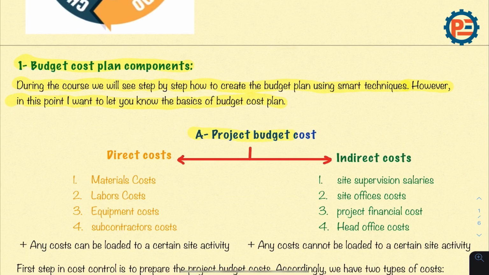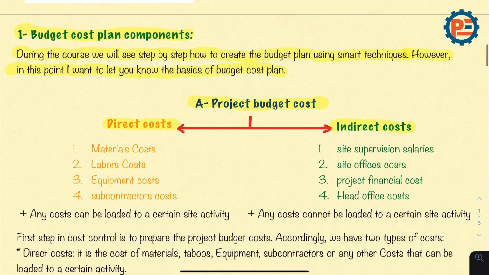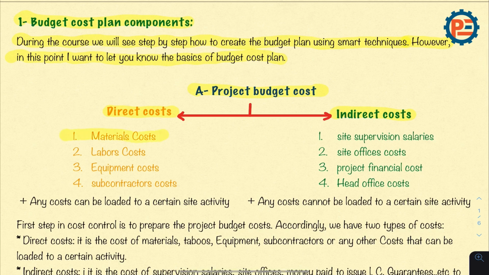So in the budget cost plan, we have direct costs and we have indirect costs. The direct cost will be material cost, labor cost, equipment cost, and subcontractor cost. The indirect cost is site supervision salaries, site office costs, and project financial cost. I mean here by project financial costs, if you take a loan from the bank to finance the project, or any additional cost that will occur but is not related to one activity. And here, head office costs.